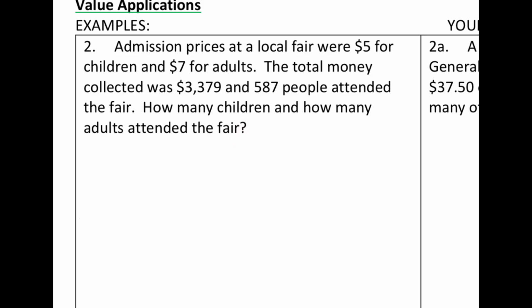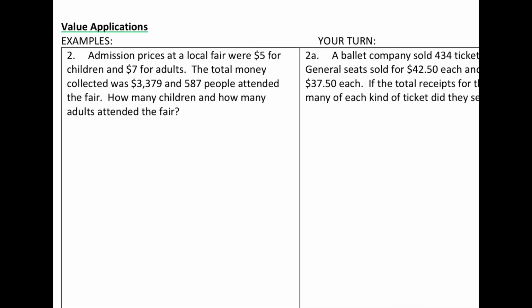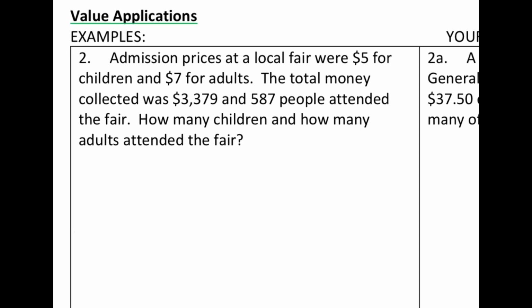Okay, we've got all kinds of numbers representing all kinds of things. When you have a problem like this, specifically with tickets, like tickets to the fair, your version is general seats and balcony seats. You could have matinee and evening movie seats, where you have two different things for two different prices. And you also have a total of money and a total of attendees.